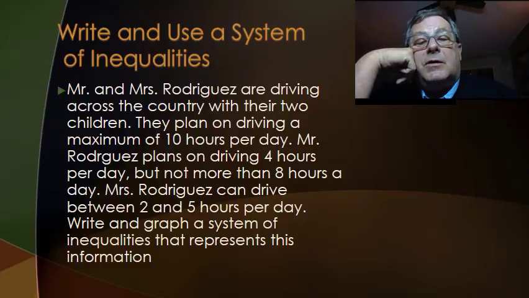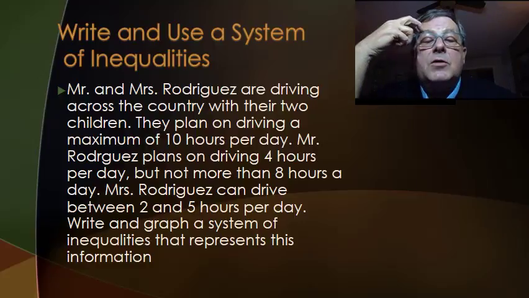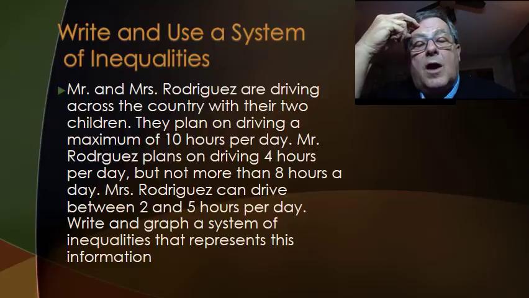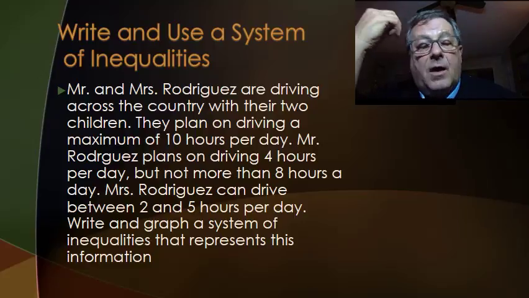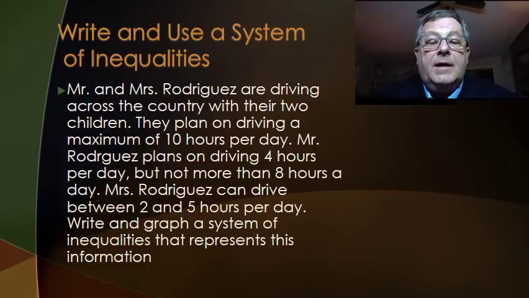Mr. and Mrs. Rodriguez are driving across the country with their 2 children. They plan on driving a maximum of 10 hours per day. Mr. Rodriguez plans on driving 4 hours per day, but not more than 8 hours a day. Mrs. Rodriguez can drive between 2 and 5 hours per day. Write and graph a system of inequalities that represents this information.